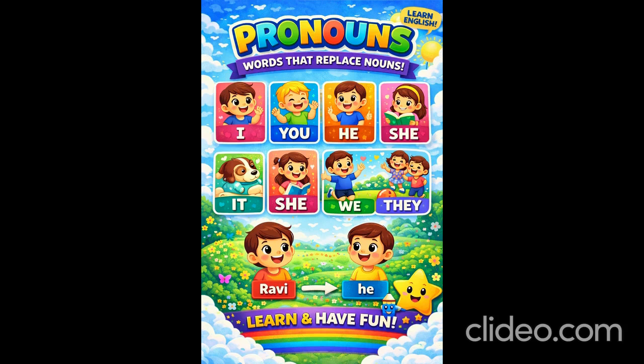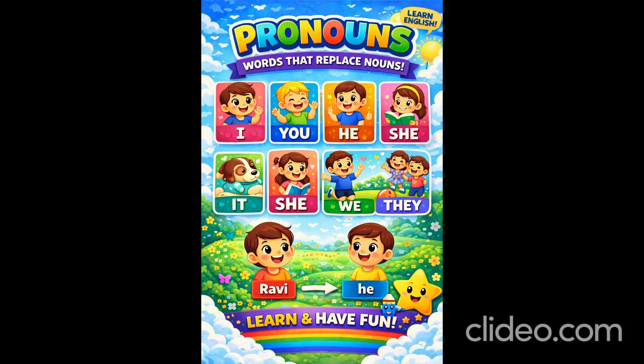First, let's remember something. In our last lessons, we learned about nouns. Nouns are names of people, places, animals, or things. But sometimes, using the same noun again and again can sound strange. So we use pronouns instead. A pronoun is a word that takes the place of a noun.